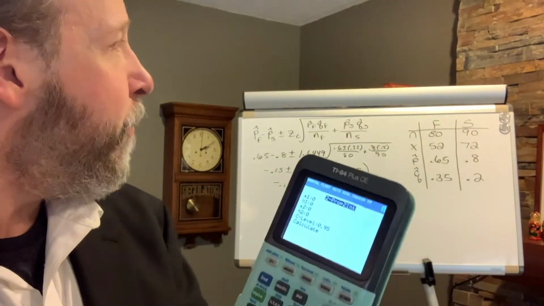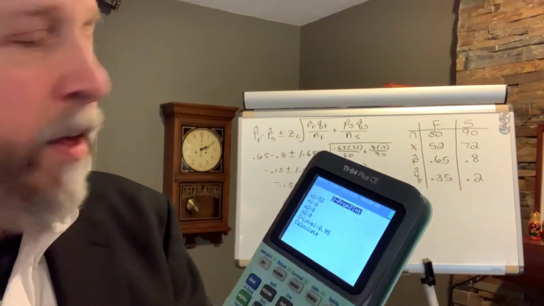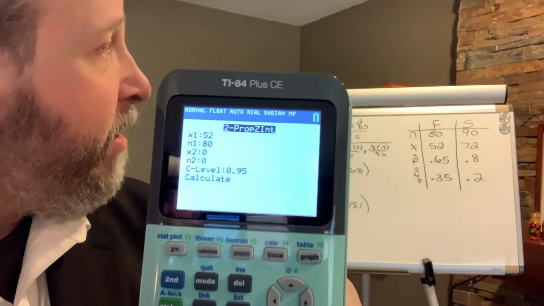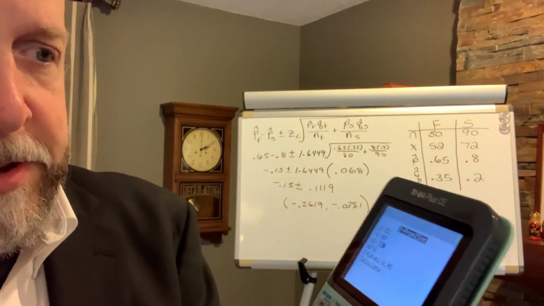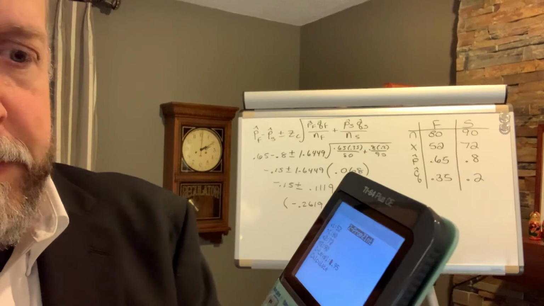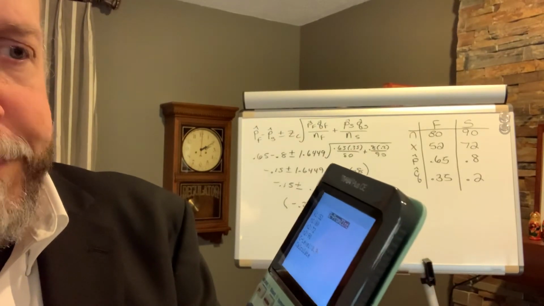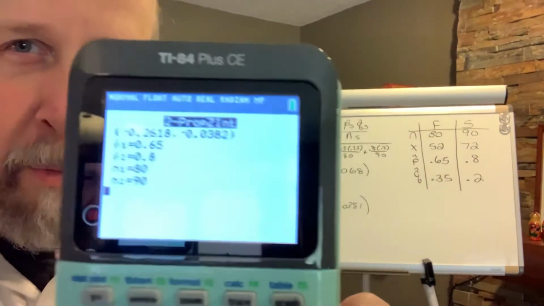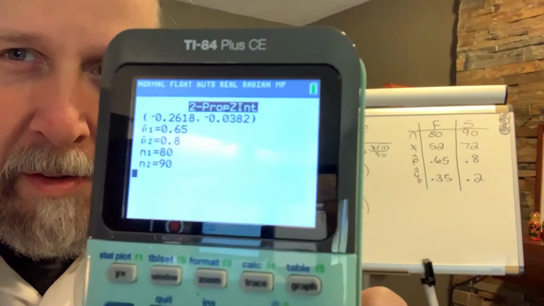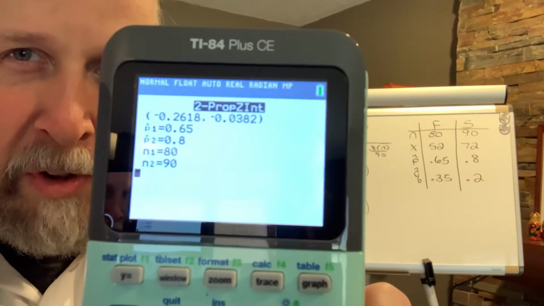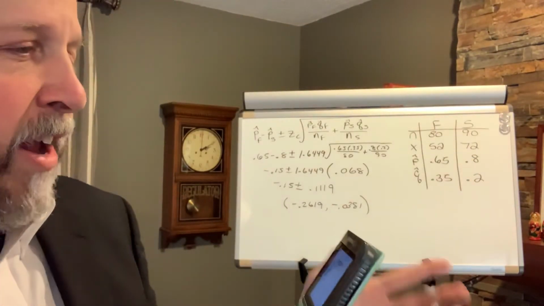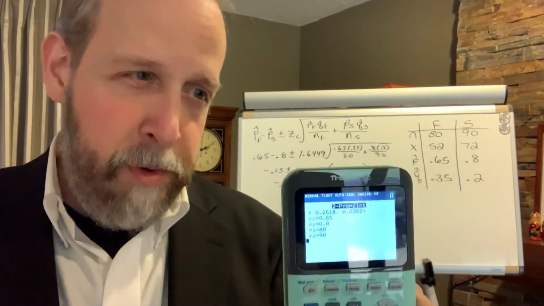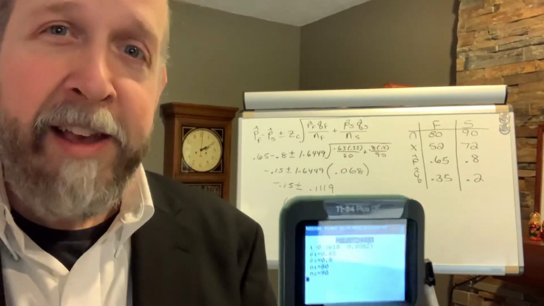Well, my first sample was freshman, and the X was 52, and the N was 80. 52 out of 80. The seniors had 72 out of 90. So 72 and 90. My confidence level is 0.9. I want a 90% level of confidence here. And what do I get? I get the answer. And it looks pretty darn similar to what we just came up with. Negative 0.2618 to negative 0.0382. It's off by the 10,000ths place because we rounded, the calculator did not, and that's fine.